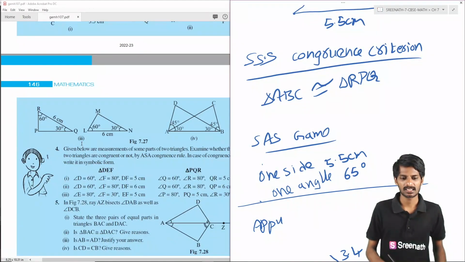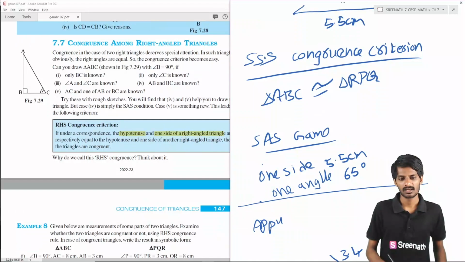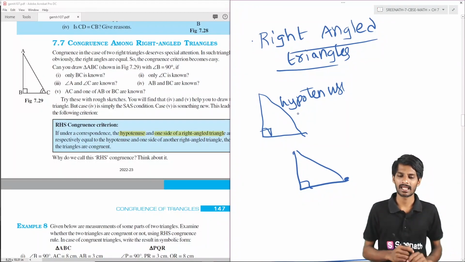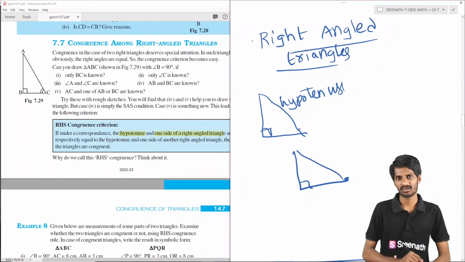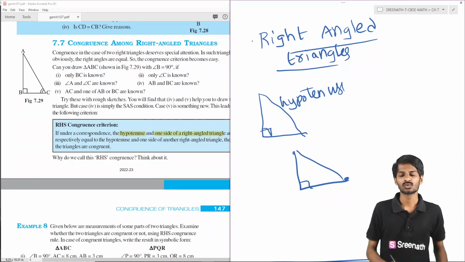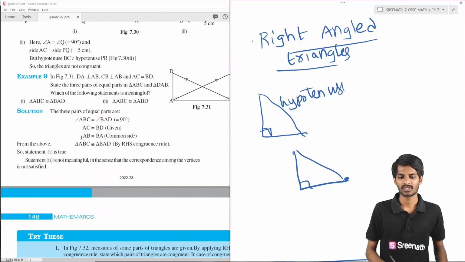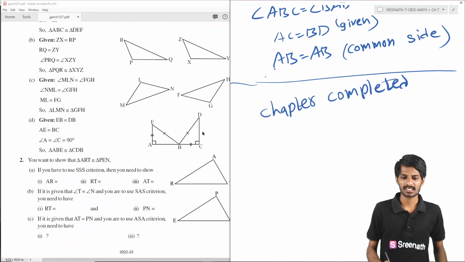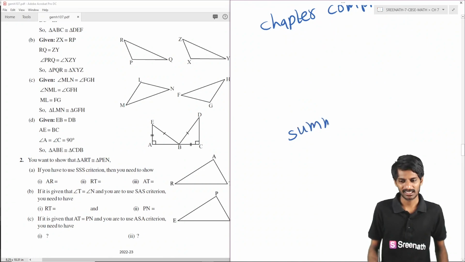Next thing is right angle triangles, students. Right angle triangles will have a right angle, we know about it. In addition to the right angle, if the hypotenuse is equal and any one of the sides is equal, in that case we can say that the two right angle triangles are congruent. We have solved some problems like that, students. So that chapter is completed. Our summary is also completed, students.